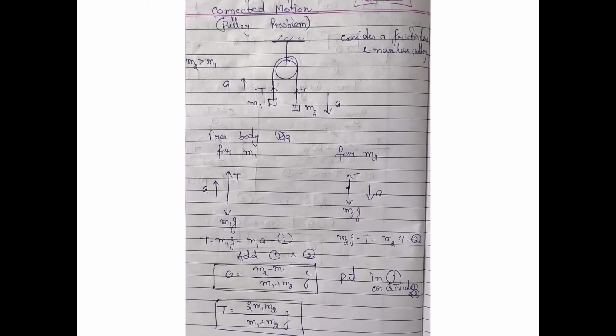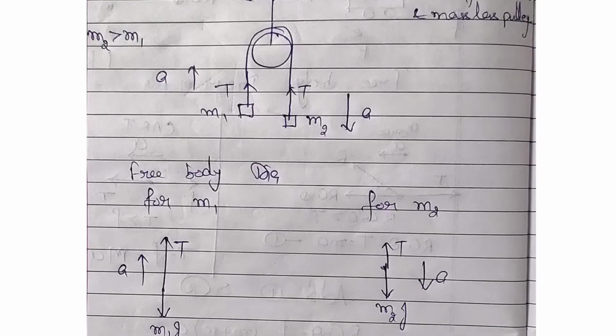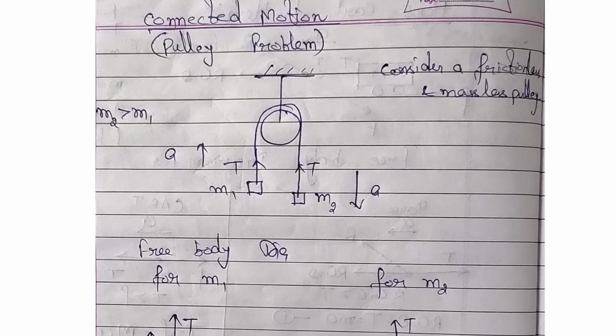Connected motion. What is connected motion? If two bodies are attached to each other and they are moving with the help of one another, then we call it connected motion. Let us take an example of a pulley problem, a mass pulley problem. Consider a pulley that is massless and frictionless. Massless pulley means its mass is very small, and it has no friction.